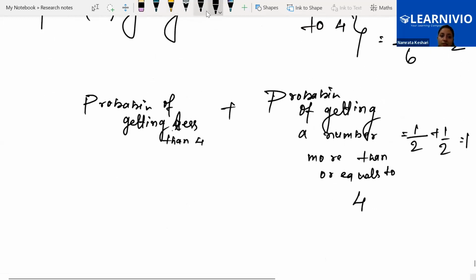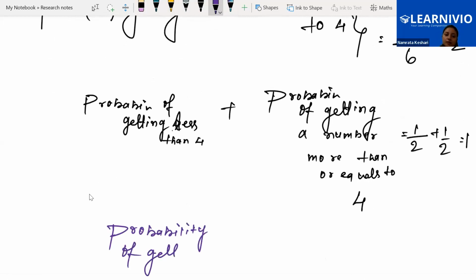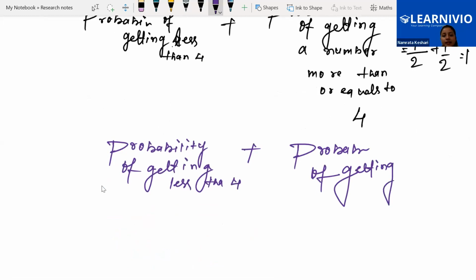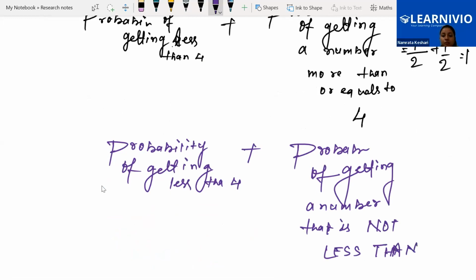Can we write it again this way? The way we have written previously, the probability of getting a number less than 4, and the probability of getting a number that is not less than 4. Can you see? Instead of more than or equal, can we write just the reverse of this? Okay, not less than 4. And again, the result is 1.